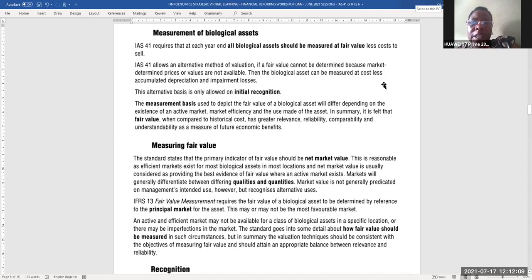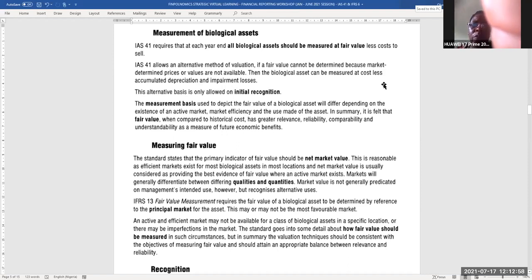Measuring fair value. The standard states that the primary indicator of fair value should be net market value. This is reasonable as efficient markets exist for most biological assets in most locations, and net market value is usually considered as providing the best evidence of fair value where an active market exists. Markets will generally differentiate between differing qualities and quantities. Market value is not generally predicated on management's intended use, however, but recognizes alternative uses.